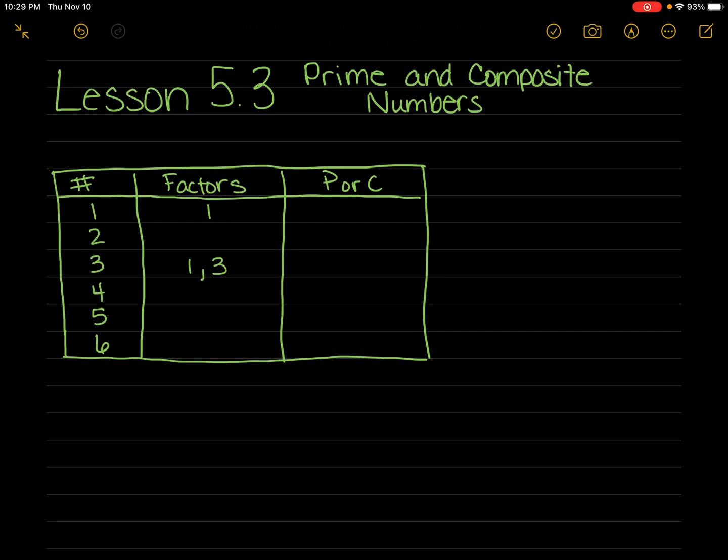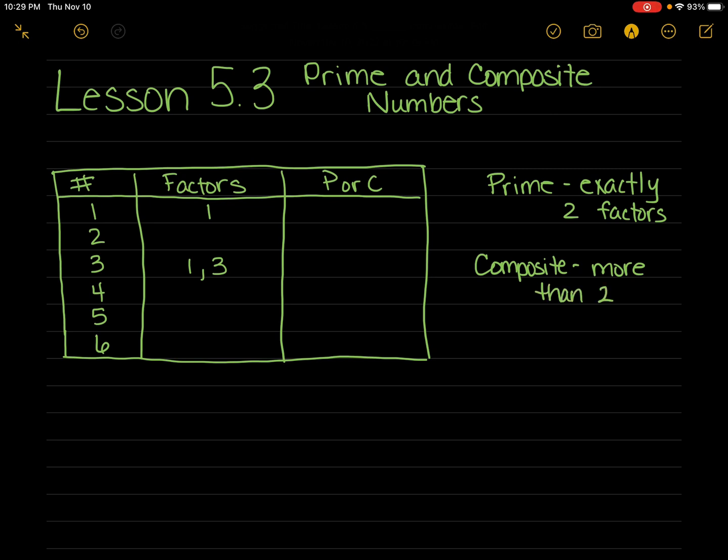Okay, for prime and composite numbers, prime numbers have exactly 2 factors. And composite numbers, like a composite rock and things like that, it means it's made up of a lot of things, right? So more than 2 factors. So that means 3 factors, 4 factors, but it has to be more than 2.